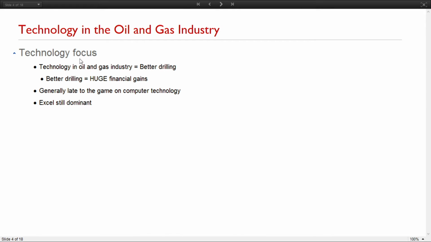So in technology in oil and gas, it really comes down to one thing, and that's better drilling. When you're talking about spending tens of millions, if not $100 million to drill a well, especially offshore, anything that you can do to increase that process, make it more efficient, is gonna equate to a lot of money. So the downside of that is that we're generally late to the game as far as conventional technology, things related to computers and those types of things. And so the real thing I want to point out is that Excel is still very dominant. Everyone uses Excel. If you get something from clients, it's Excel, and if you send something, it's Excel.